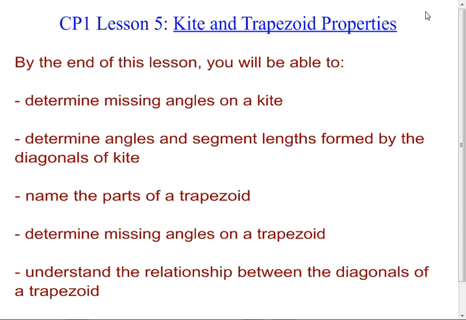This is CP1 Lesson 5, Kites and Trapezoid Properties. By the end of this lesson, you will be able to determine the missing angles on a kite, determine angles and segment lengths formed by the diagonals of a kite, name the parts of a trapezoid, determine missing angles on a trapezoid, and understand the relationship between the diagonals of a trapezoid.